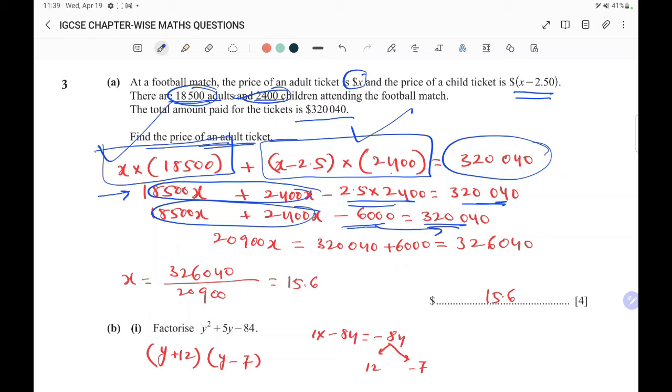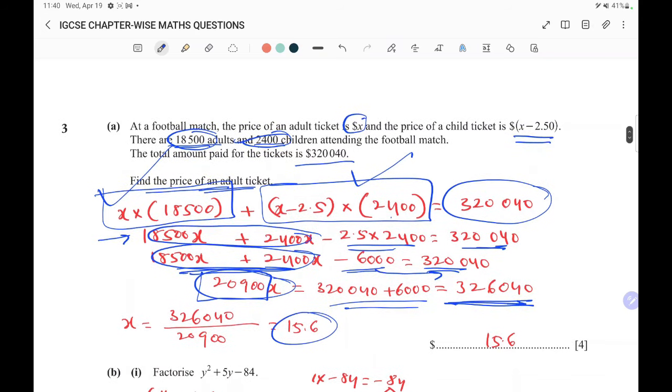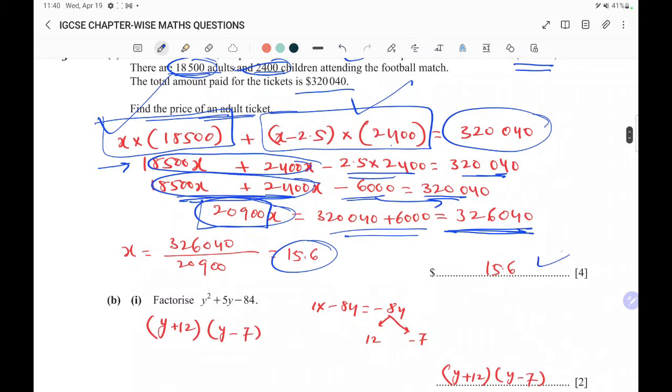Now take minus 6000 to the right side. So here 320,040 plus 6000, and 18500x plus 2400x, which is 20900x. Okay, so I got finally 20,900x equals 326,040 here. Now just divide by this number 20900 on both sides. Now you will get 326040 over 20900, which is 15.6. So I got x value 15.6, and x was the price of an adult ticket. So I got $15.6.